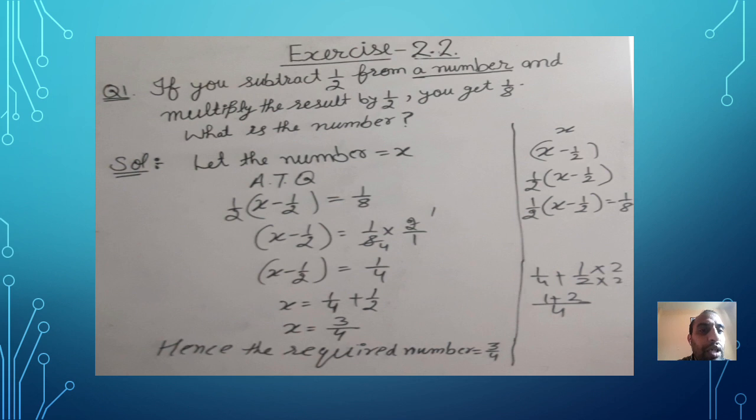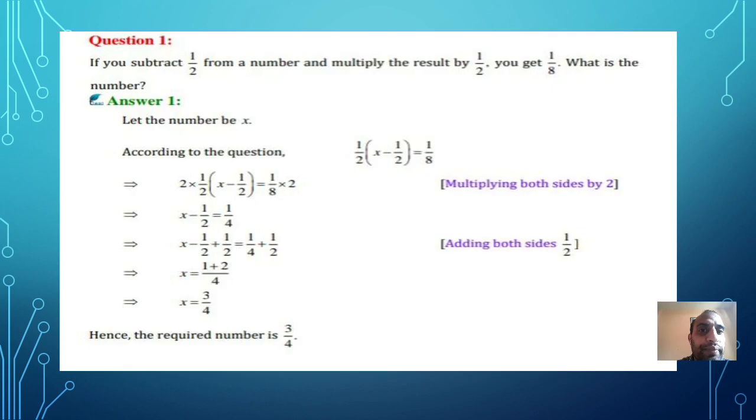Hope so my dear student you are able to split this statement and able to convert it into linear equation form. Let's see the same question by the second method. In the same way, let the number be equal to x, and according to the question, 1 upon 2 into x minus 1 upon 2 is equal to 1 upon 8.